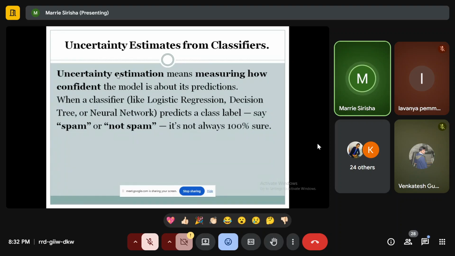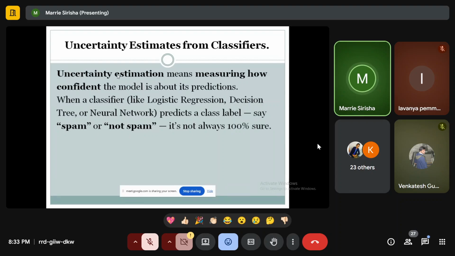So what is uncertainty? Uncertainty estimation is nothing but measuring how confident the model is about its prediction. Okay, now I am training my model. How confident is the model I trained, how much confidence about my predictions? That is called uncertainty. Okay.